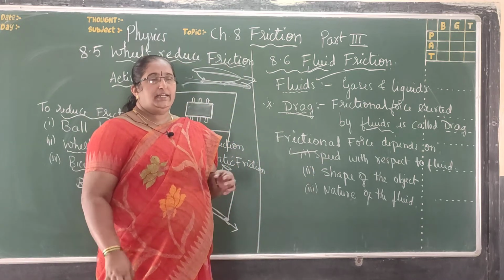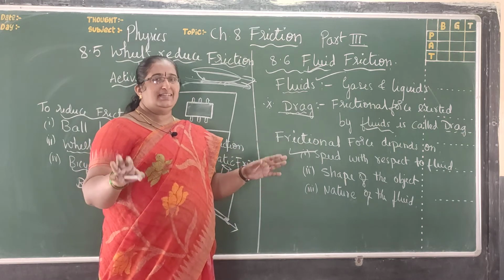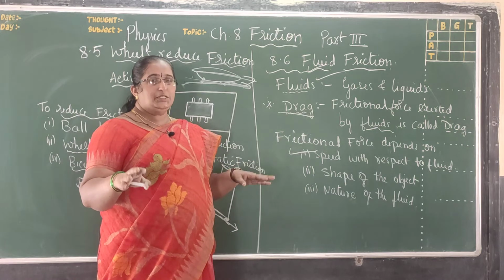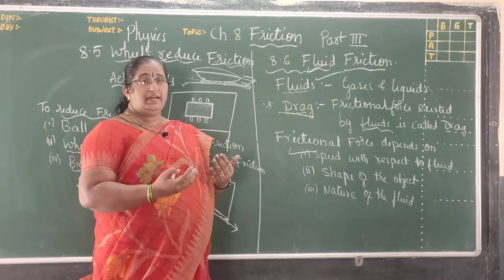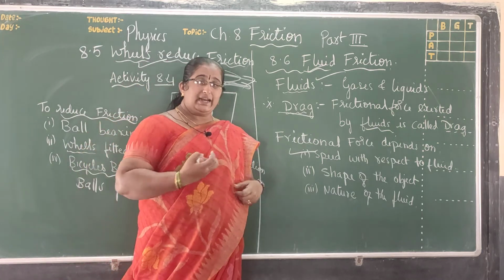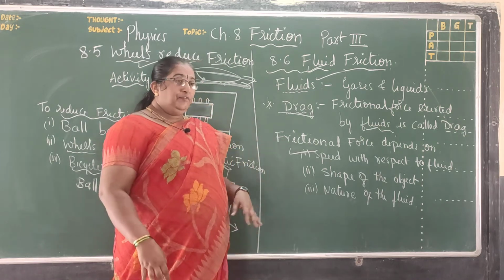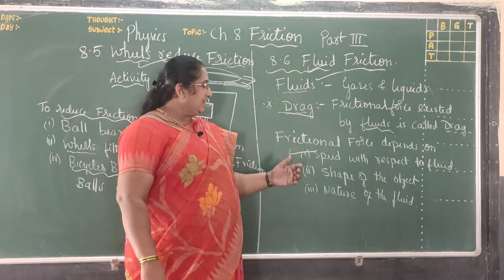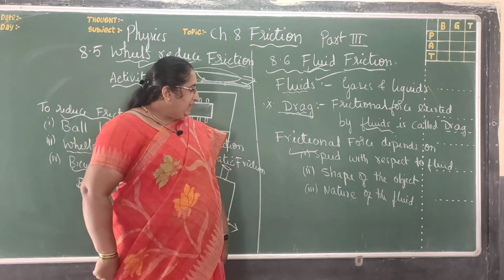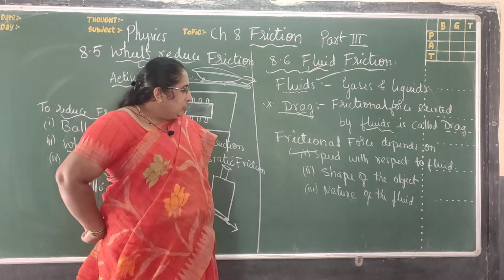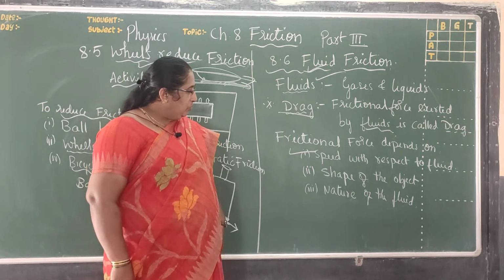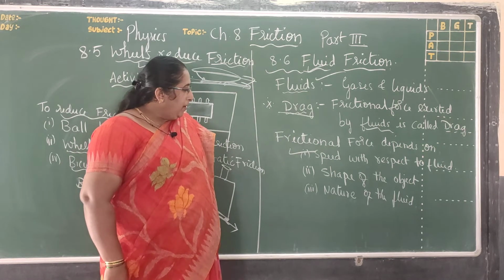So an object is moving, a bird is flying. If it is flying with a less speed, it will experience greater frictional force, it will experience greater drag. If it is flying with a greater speed, it will experience less drag. In the same way, the shape of the object, or with what speed it is moving, that also comes into being.